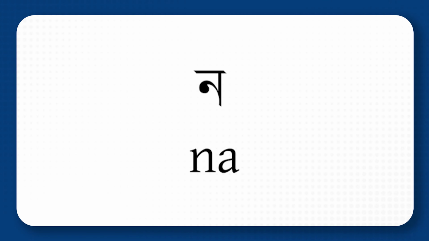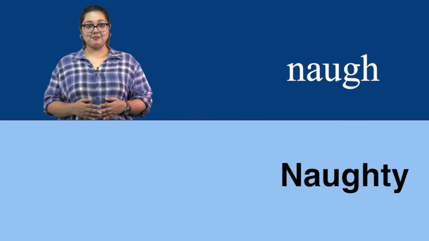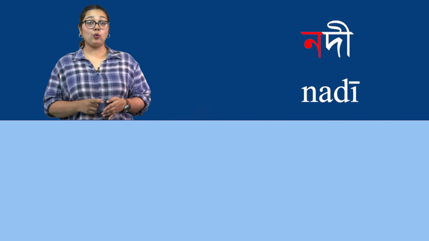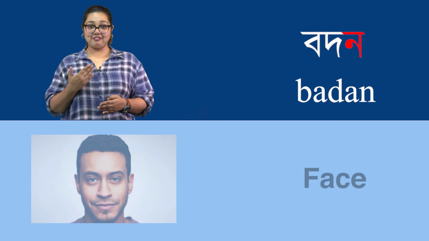The first letter we have here is Dontanna. The pronunciation is similar to the no in the English word naughty. The letter is called Dontanna. There is a matra above the letter. This letter can occur word initially, such as in Nodi, which means river, word medially in Banor, which means monkey, and word finally in Bodon, which means face.